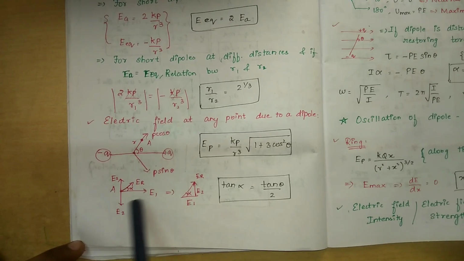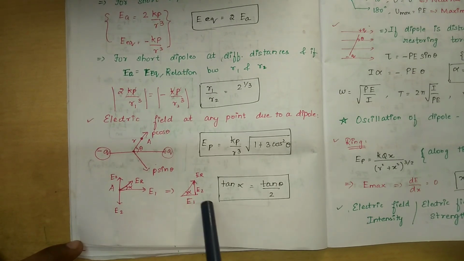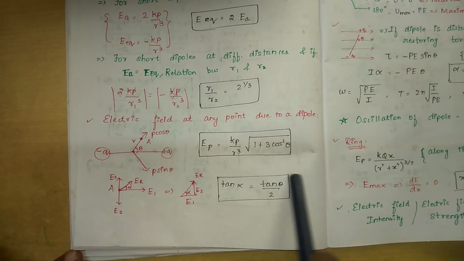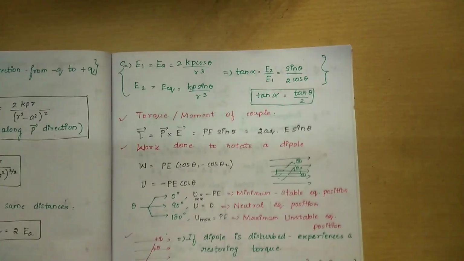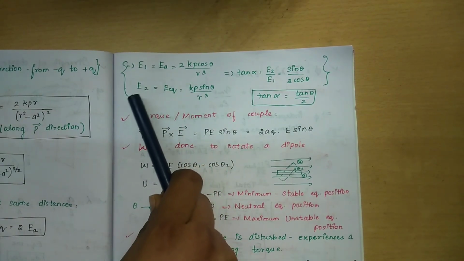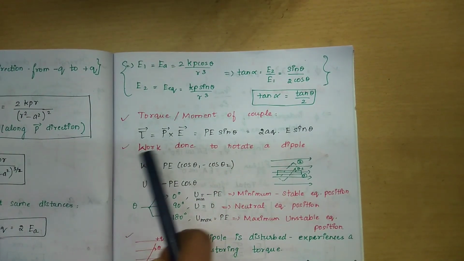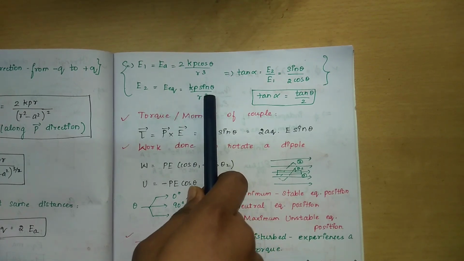So take this triangle. Here it is: this is the resultant, this is E2, this is E1. So tan alpha is tan theta by 2. How does it become tan theta by 2? See the explanation here. E1 is the axial field because it is on the axial line. On the axial line the electric field is present, so it becomes 2kp cos theta by r cube.